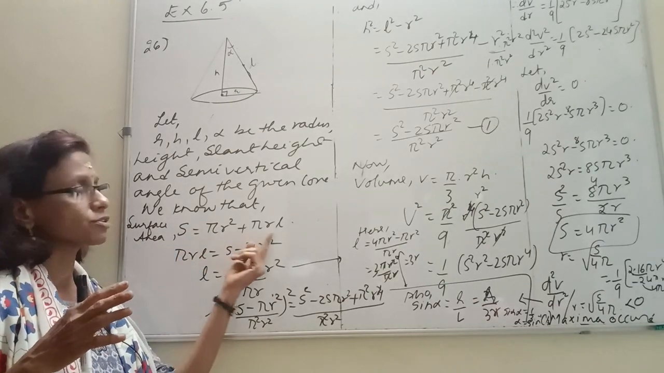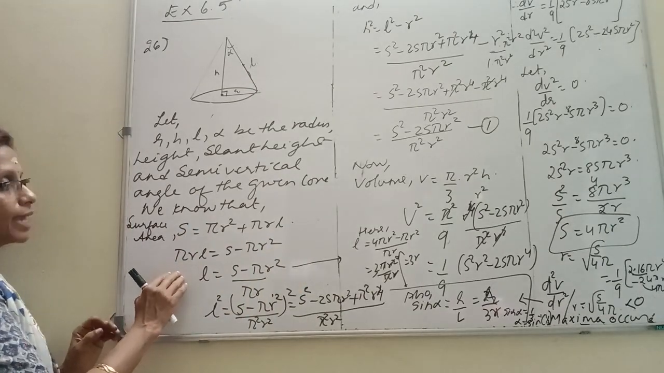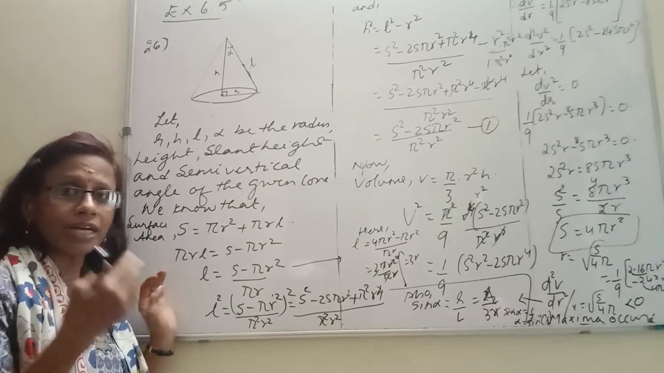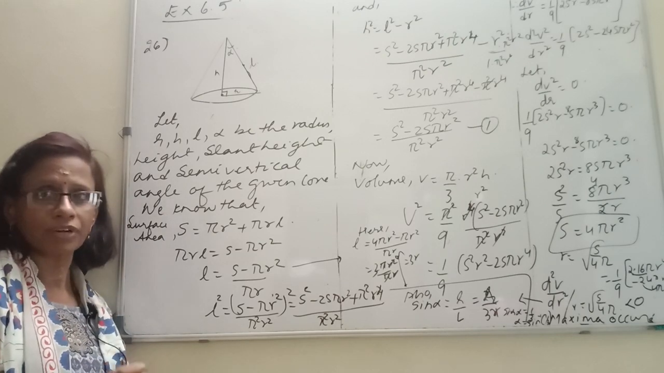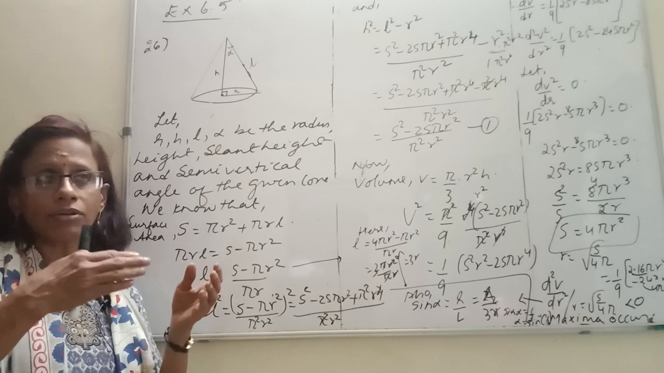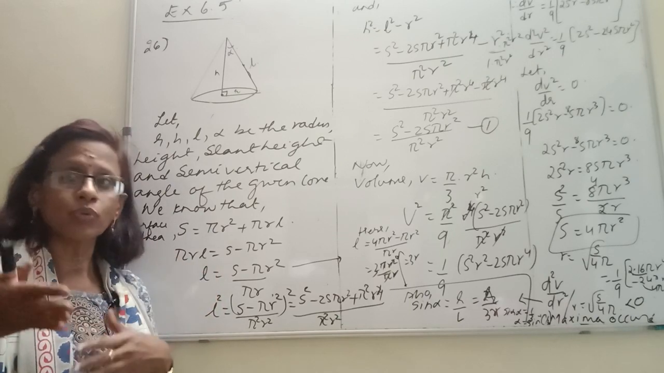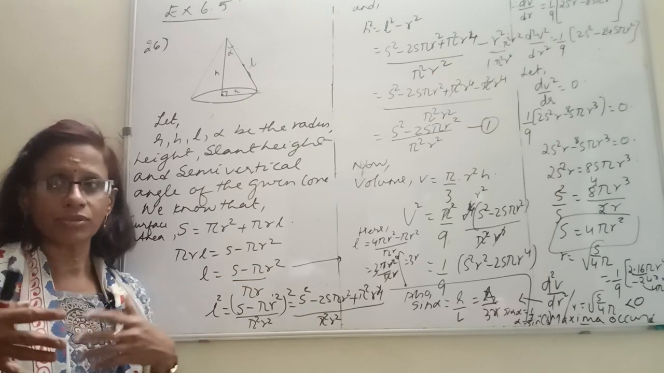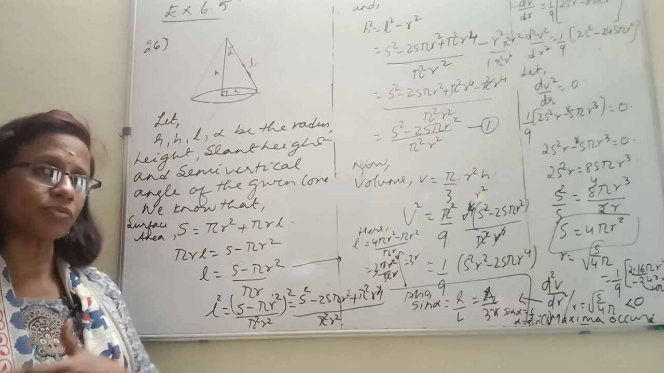Surface area S is pi r squared plus pi r L. So let's keep it like this. Now, our task is to get L in terms of r, and then get h also in terms of r. That's the only way. In order to reach h, we have to go through L, because S is what is given to us. So from r we come to L, and from L we go to h. That's what we are going to do.